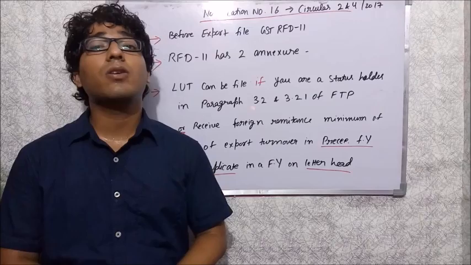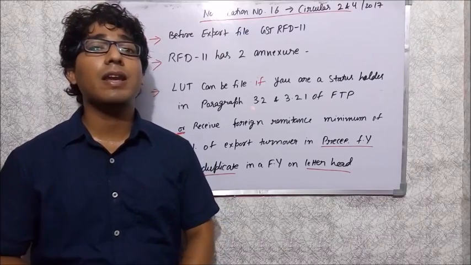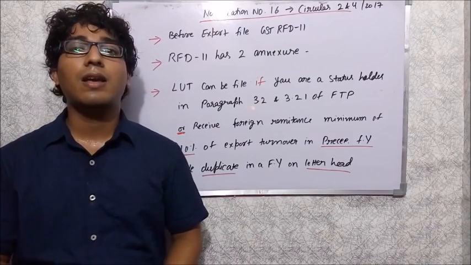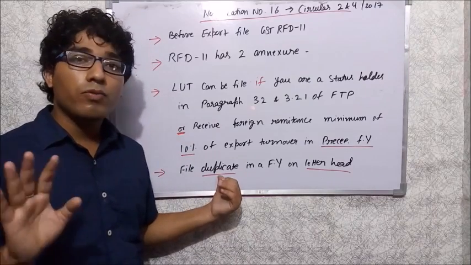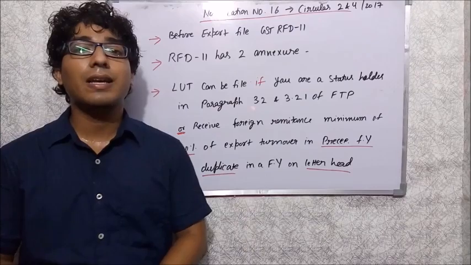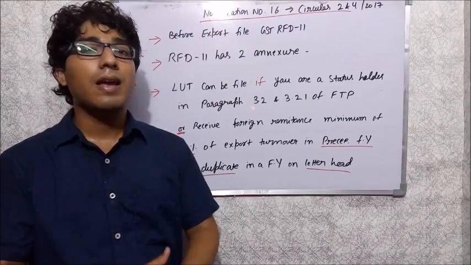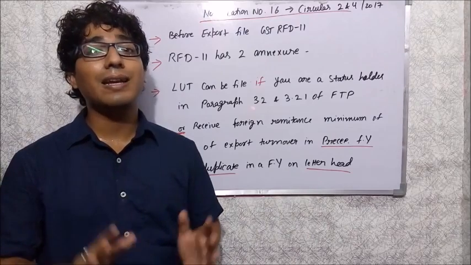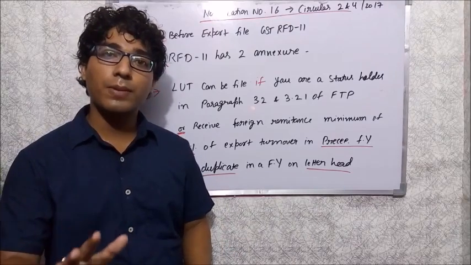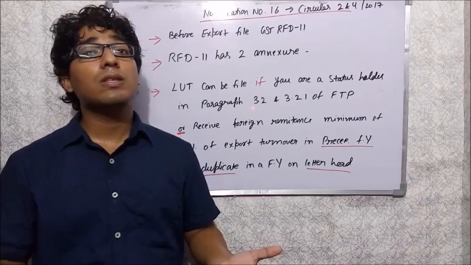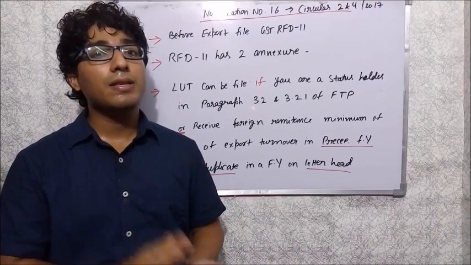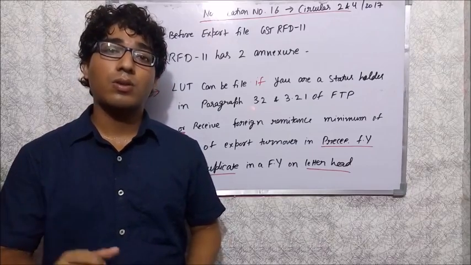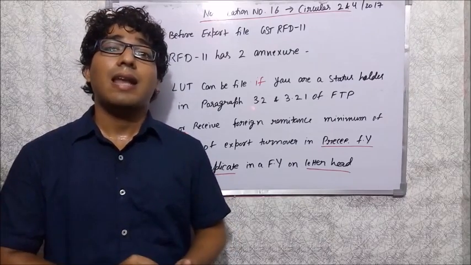And if you execute the letter of undertaking, then it will be valid for 12 months from the date you execute it. Also, you have to execute the letter of undertaking in duplicate in a financial year, and that undertaking can be printed on the letterhead of the company. The persons who can sign it are the managing partner, managing director, company secretary, or the proprietor.